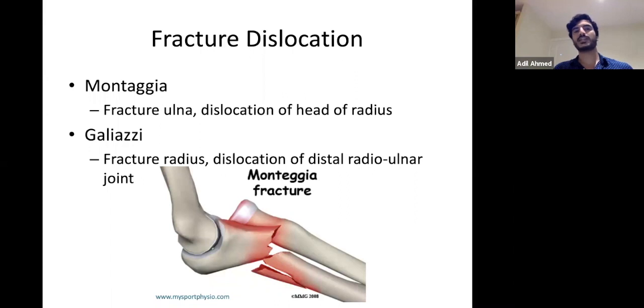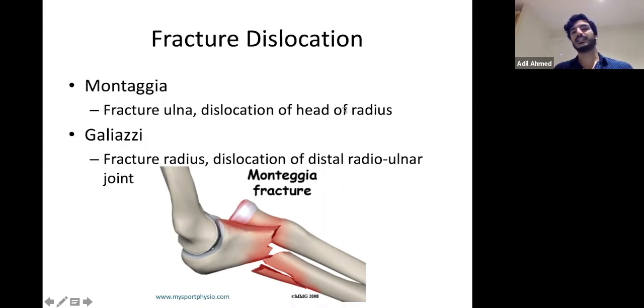So fracture dislocations, you've got the Monteggia fracture, which you should know about, is the fracture of the proximal ulna with a dislocation of the head of the radius, and the Bado classification is based on that in terms of where the head dislocates, whether it's anterior, posterior, or lateral. But the Galeazzi fracture is a similar type, but this involves the fracture of the distal third of the radial shaft with a dislocation of the distal radio-ulnar joint.